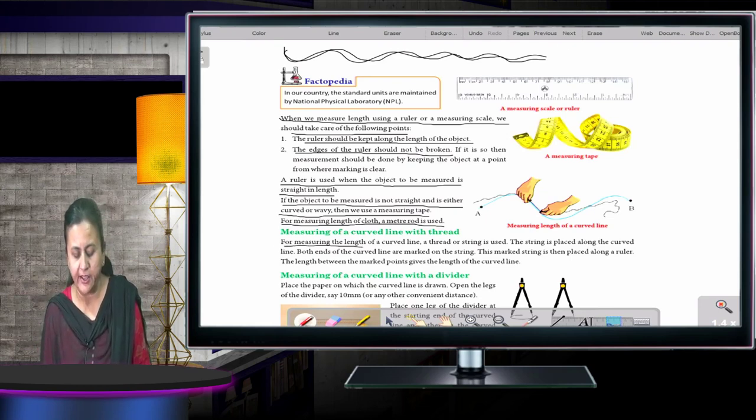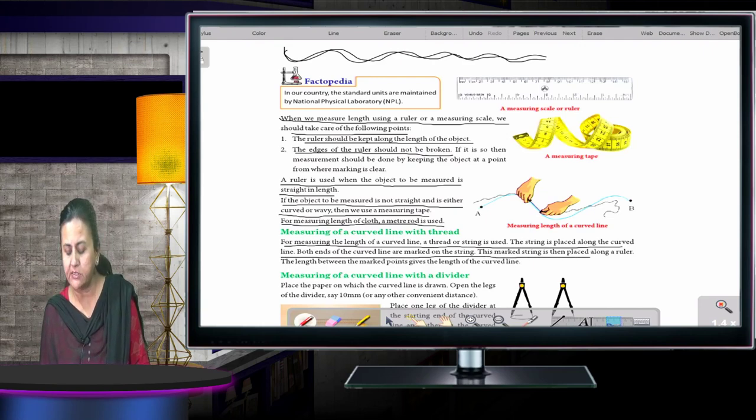For measuring the length of a curved line, a thread or a string is used. The string is placed along the curved line. Both ends of the curved line are marked on the string. This marked string is then placed along a ruler. The length between the marked points gives the length of the curved line. Now moving to the next one.